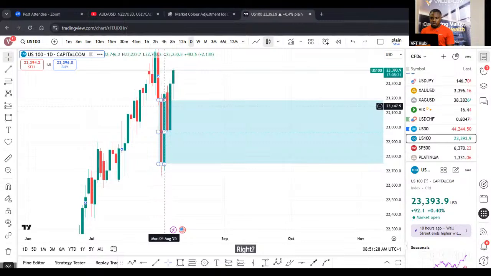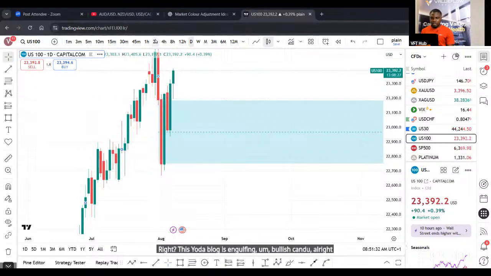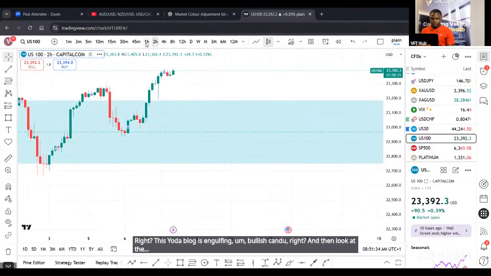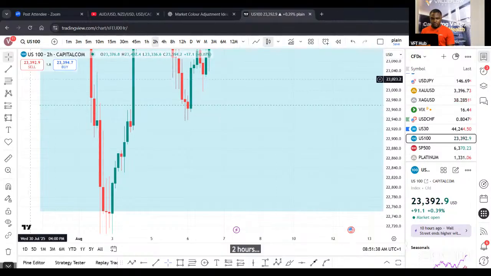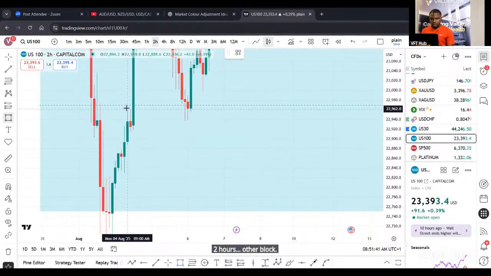This is the order block. This is the bullish engulfing candle, right? And then look at the 2-hour order block.